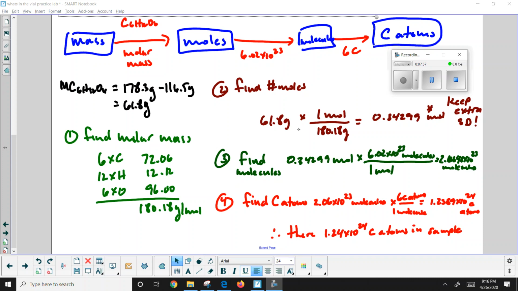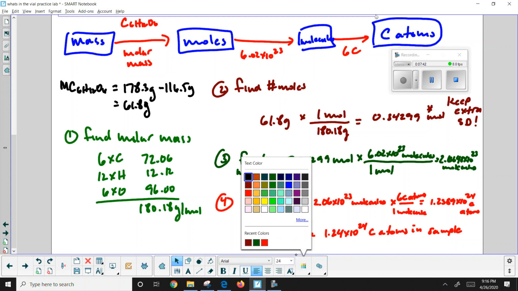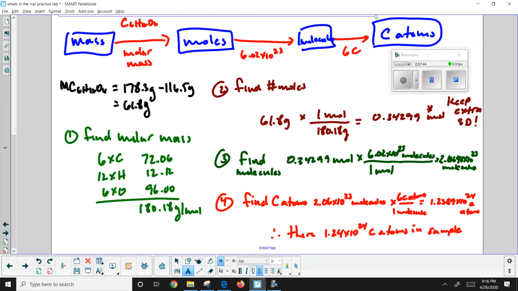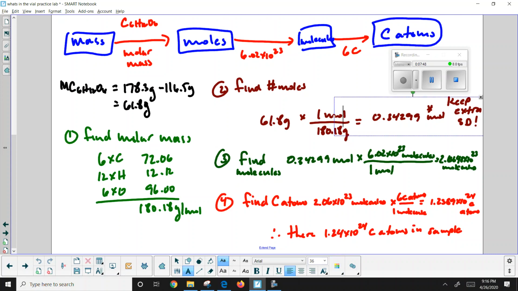Now, I only have 61.8 grams. That's not a full mole. So I multiply through, and what's going to happen is my units are going to be canceling here. So the grams are going to cancel. And then what's going to happen, there we go. I'm going to end up with 0.34299 moles of glucose.